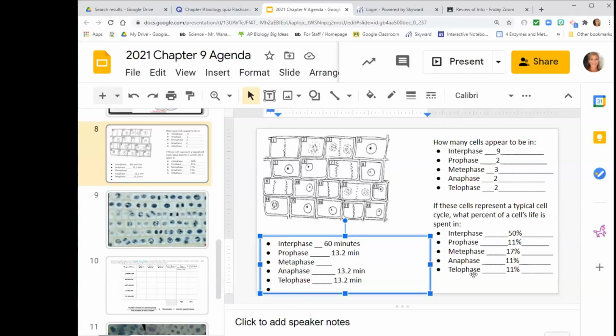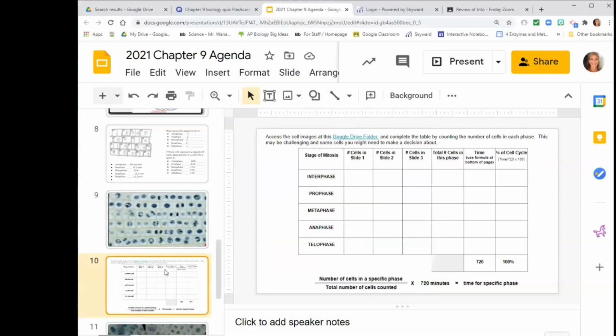If it takes 120 minutes to go through the entire cycle and 17% of that time is spent in metaphase, how much time is spent in metaphase? I got 20.4. Love it. Thank you guys for shouting out. 20.4, correct. Okay, so that was another task that was asked of you to complete in the table that you guys had.